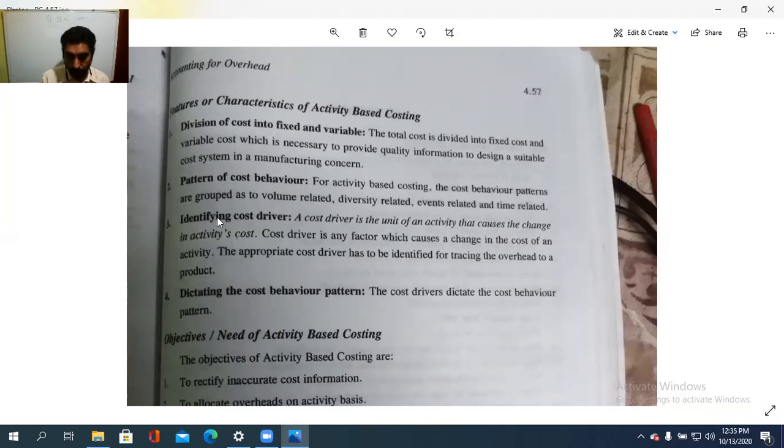Then identifying the cost driver. A cost driver is the unit of an activity that causes the change in activity cost. Cost driver is any factor that causes a change in the cost of an activity. Cost driver in the sense means the factor that causes a change in the matter.